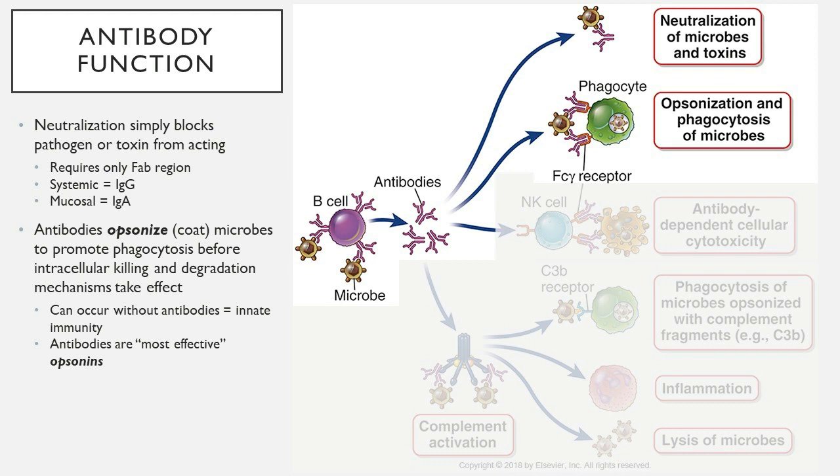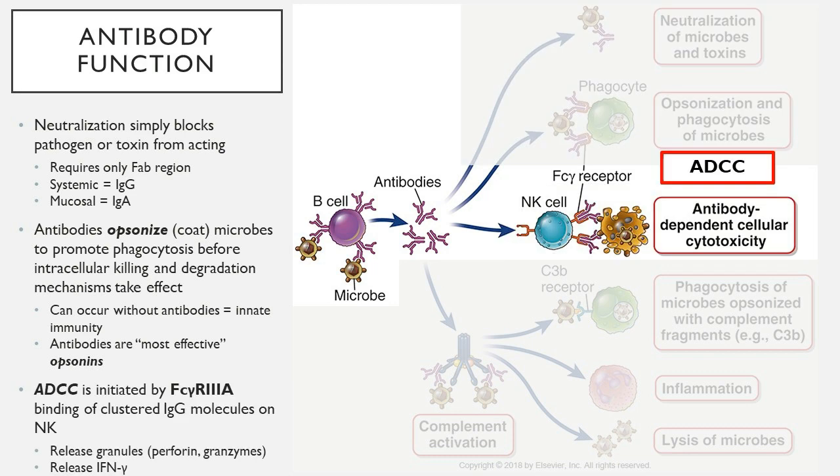Now we get into antibody-dependent cellular cytotoxicity. This is what we associate with natural killer cells. We want to associate this with the Fc gamma R3A receptor. And the result of the clustering of antibodies with this particular receptor is the release of granules like perforin and granzymes from natural killer cells that mediate cell-mediated cell death, and then also the release of IFN gamma, to a lesser extent, for cytokine-mediated cytotoxicity.